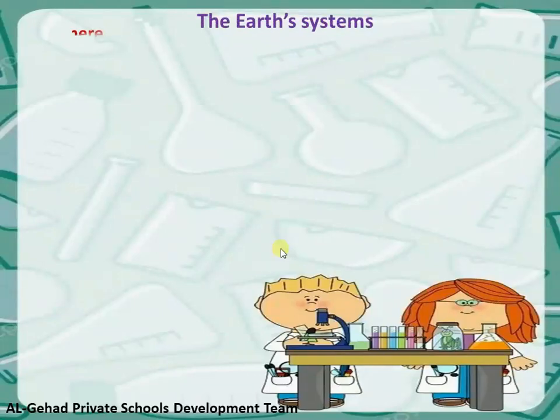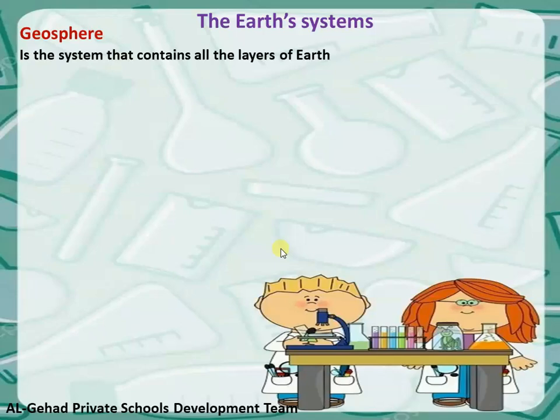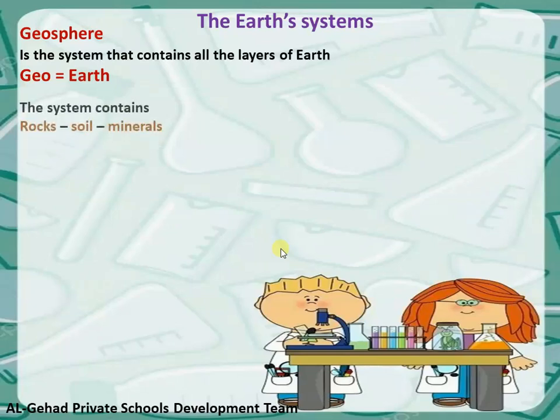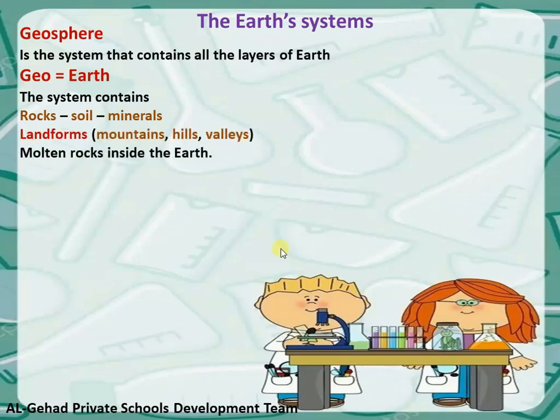The Earth systems. Number 1. Geosphere. Geosphere is the system that contains all the layers of Earth. Geo means Earth. The system contains rocks, soil, or minerals. Landforms like mountains, hills, valleys, molten rocks inside the earth.